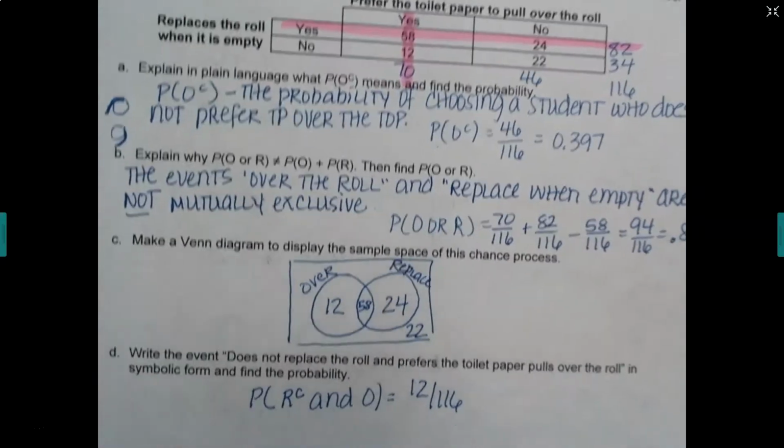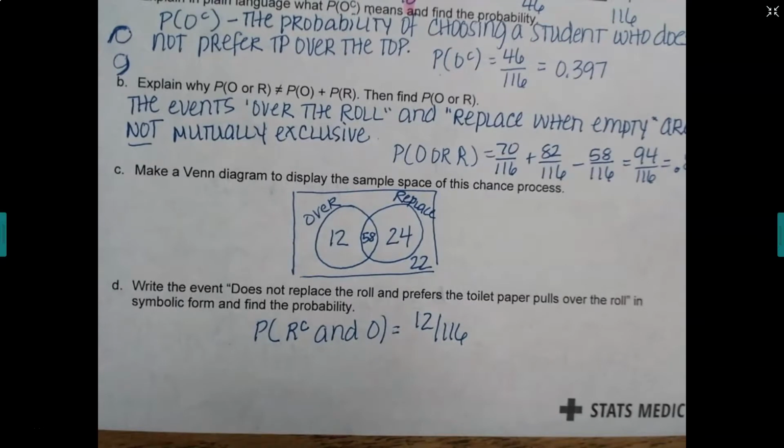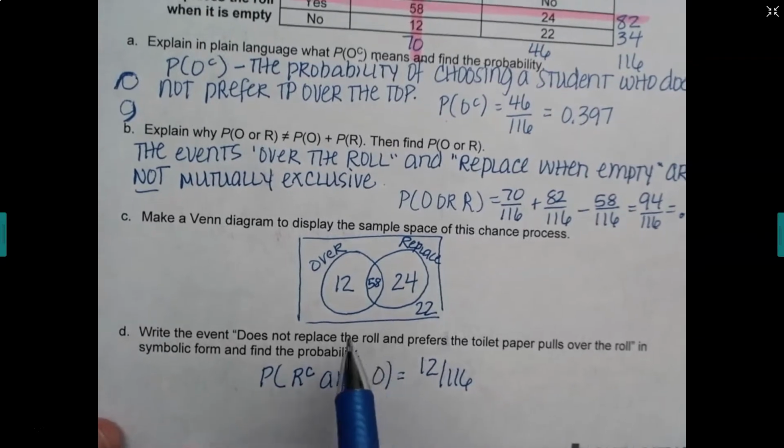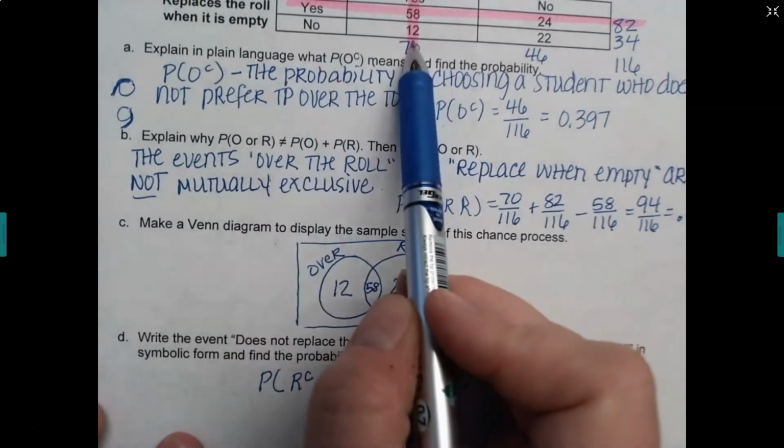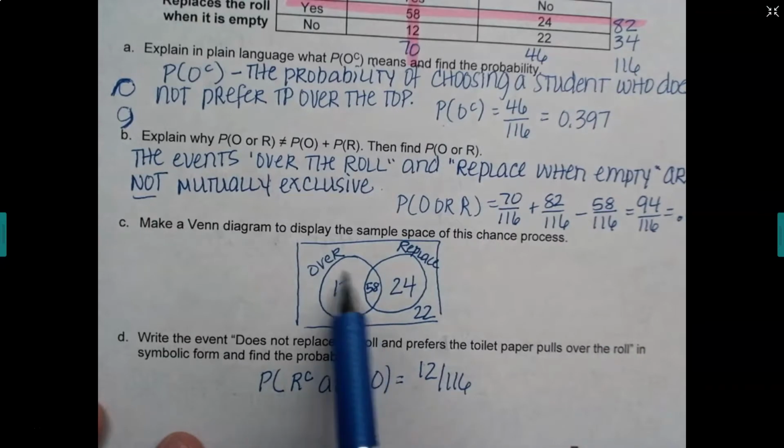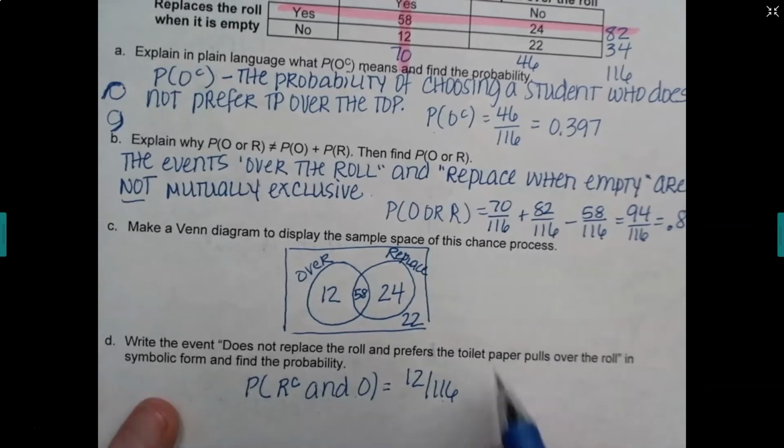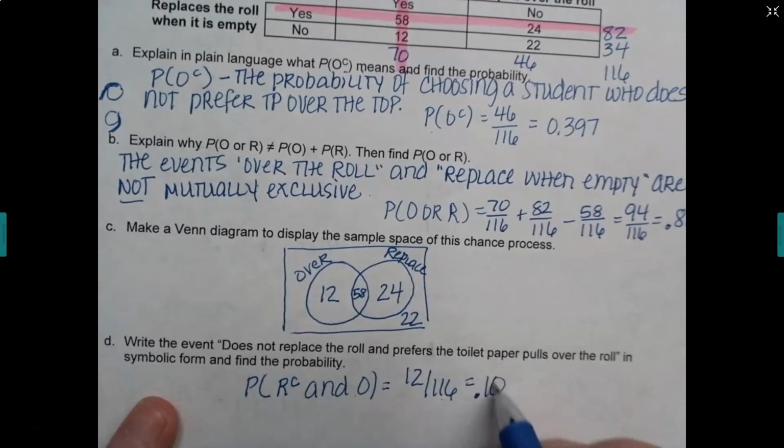All right, and then our last one. Write the event does not replace the roll and prefers the toilet paper pulls over the roll in symbolic form and find the probability. So does not replace would be replace complement, and over the top. Okay, so replace complement and over the top is these 12 people. They represent the same thing out of the 116, which will equal 0.103.